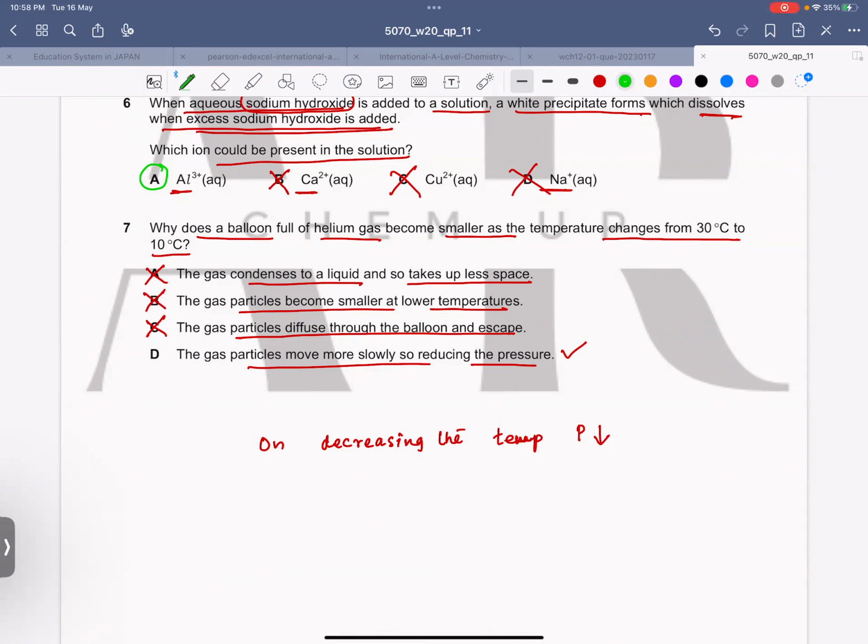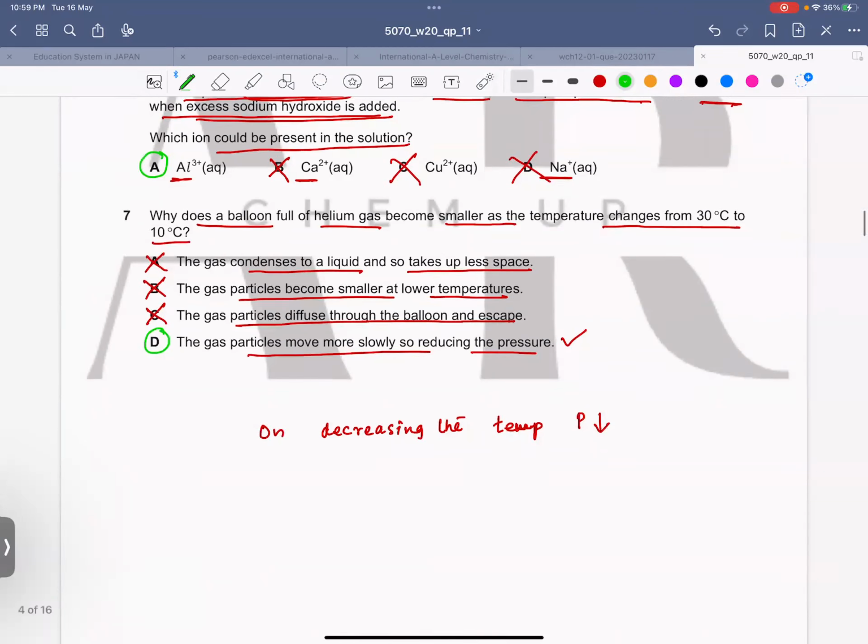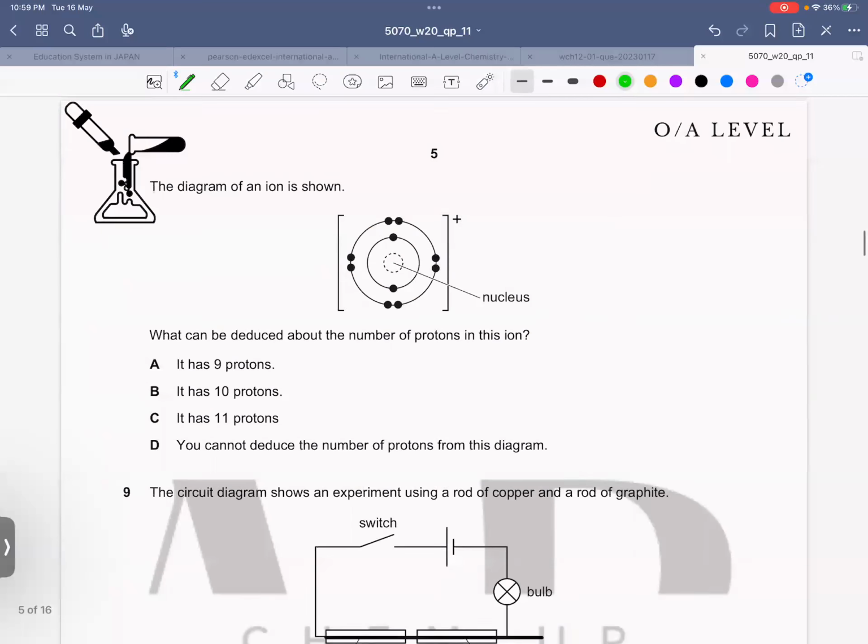So our correct answer would be D. Is this understandable to everyone? Yes. Okay. Now, question number 8.